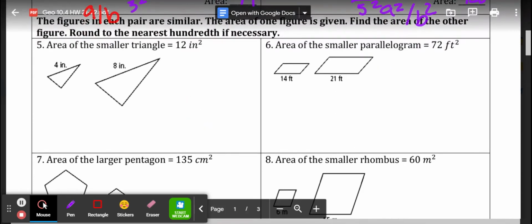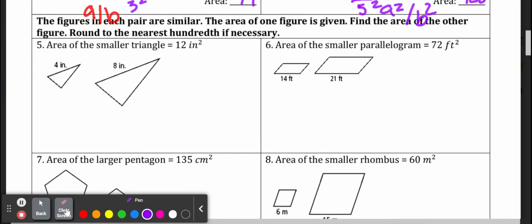The area of the smaller triangle is 12 square inches. So what we want to do is we want to get the A to B and turn it into A squared to B squared. So I'm going to go 4 to 8. So that's basically 1 to 2. So that's my A to B. So I'm going to convert that into an A squared to B squared. So I'm going to square 1. So 1 squared and 2 squared. It's going to give me 1 over 4. So that's my A squared to B squared.